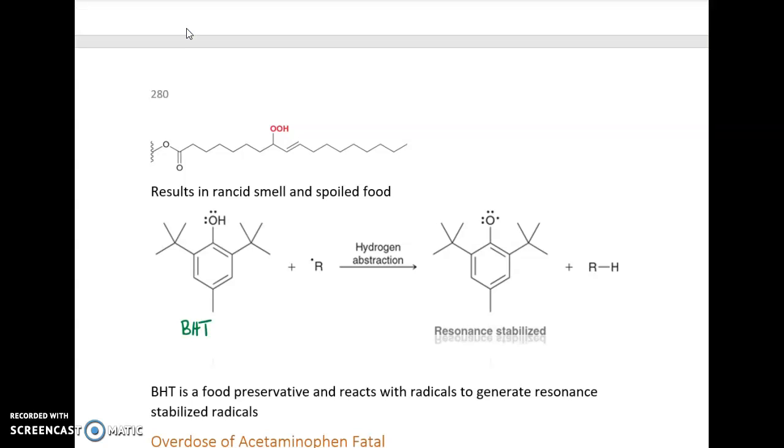BHT. And this molecule, if it encounters a radical, the radical will extract a hydrogen, this hydrogen right here, but this is a resonance stabilized structure, and so it doesn't go on to interact anymore. So that's why we add BHT to many foods.